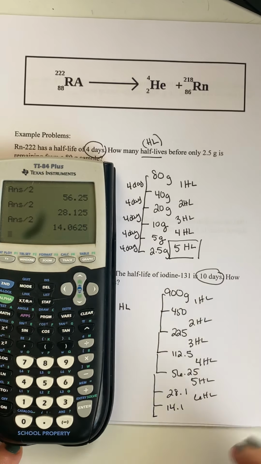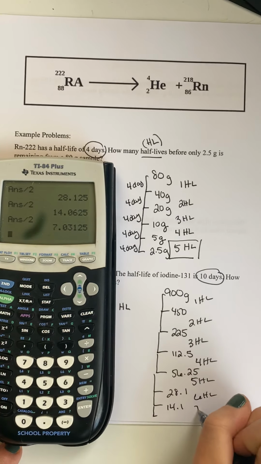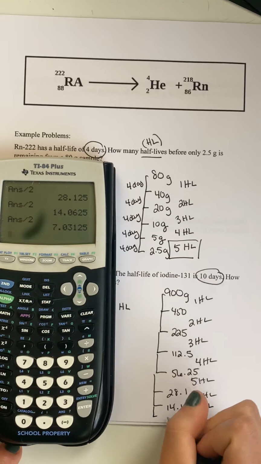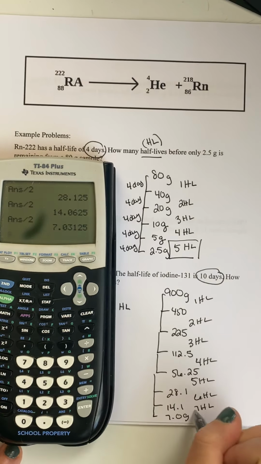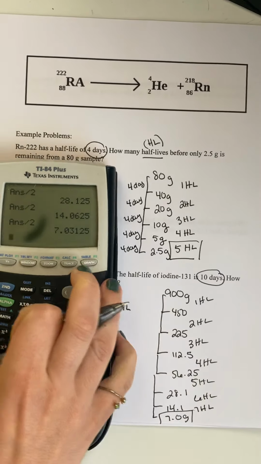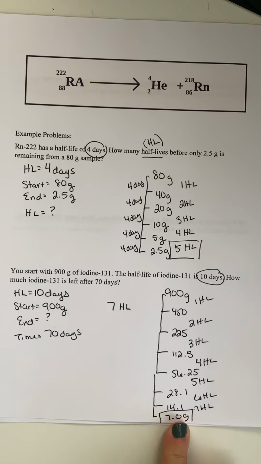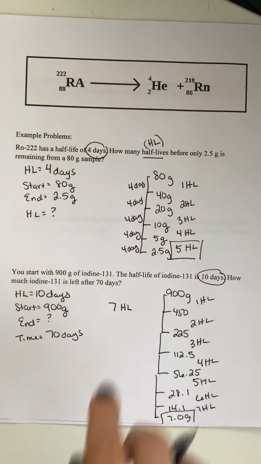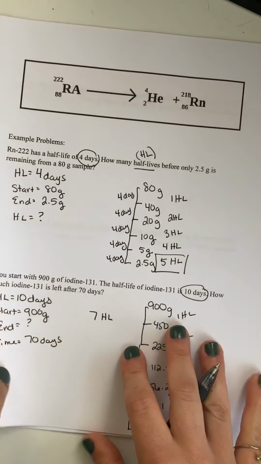And then I'm sorry, I kind of ran out of space on my paper. But if I divide this by 2, I'm at my 7th half-life, and I end up with about 7.0 grams of my sample. And that is what my question was asking. What's the end amount that I have of my iodine 131? The rest of it has been turned into a new element that either underwent alpha or beta decay.